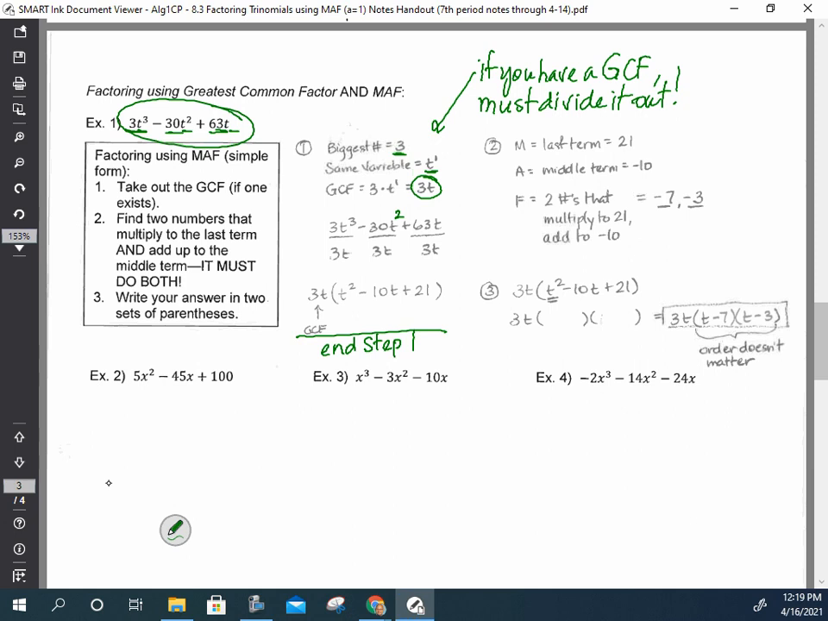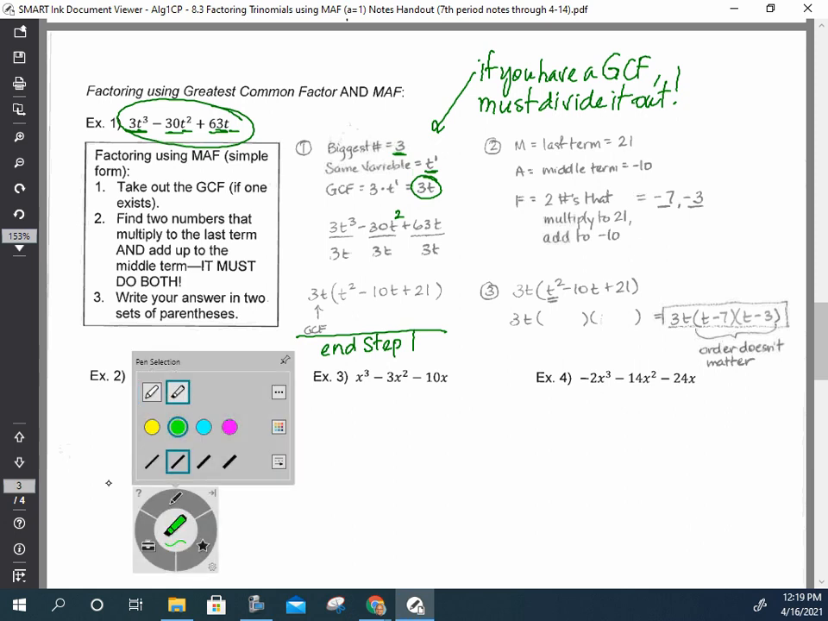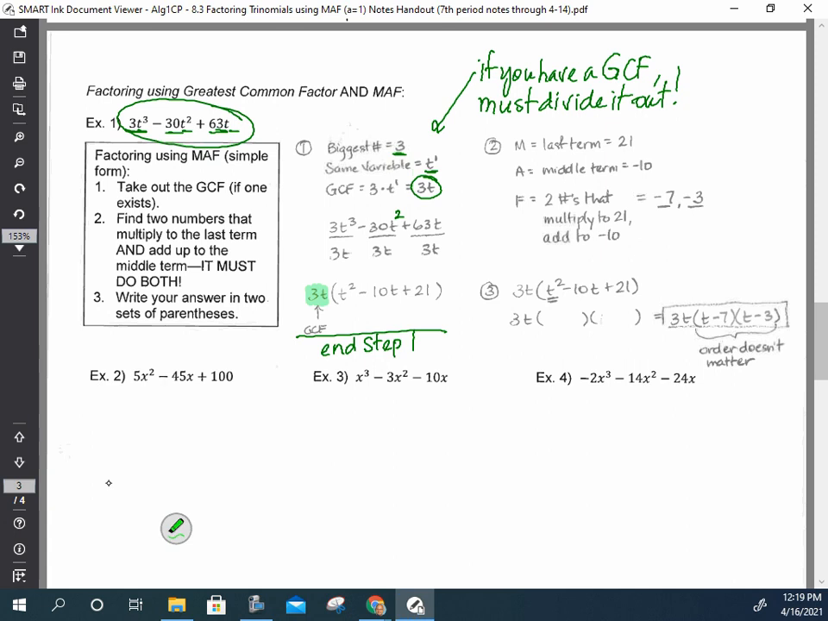So now we actually had to take something out. As far as this problem is concerned, the 3t that we took out, that's done. We don't do anything else to that part of the problem. That's finished. Now we just worry about what's in the parentheses.